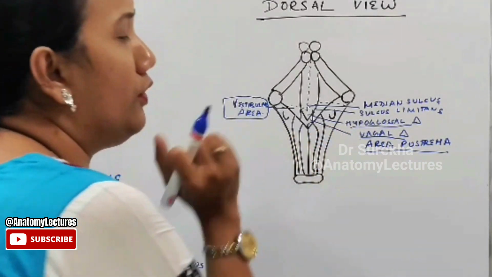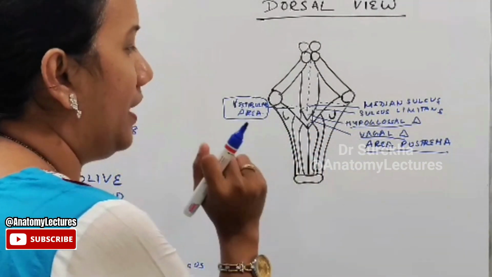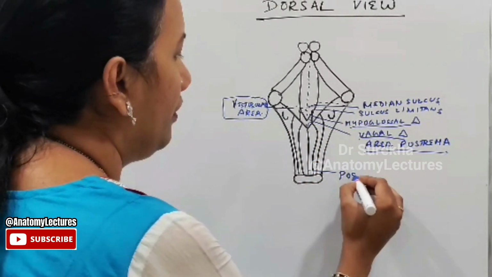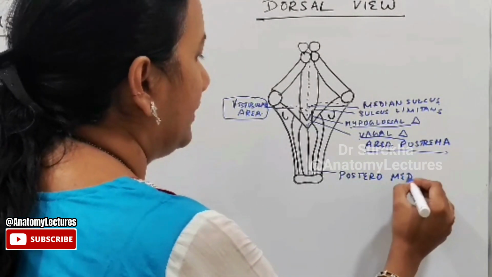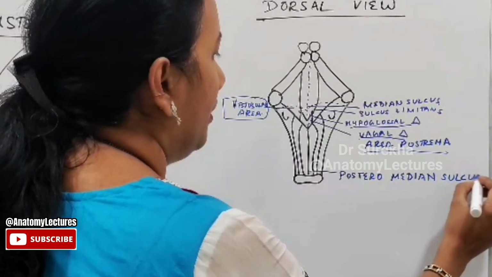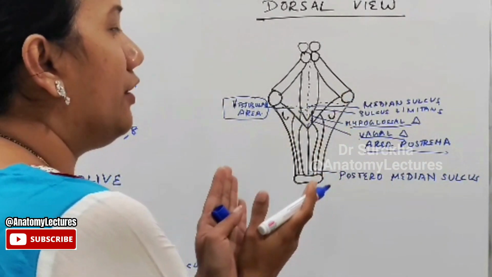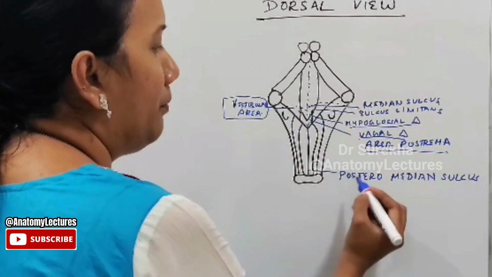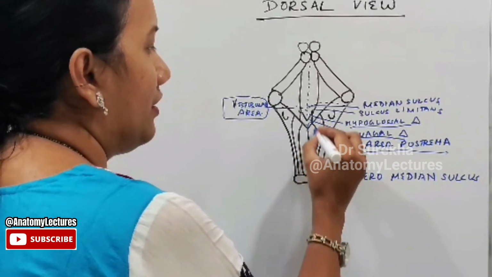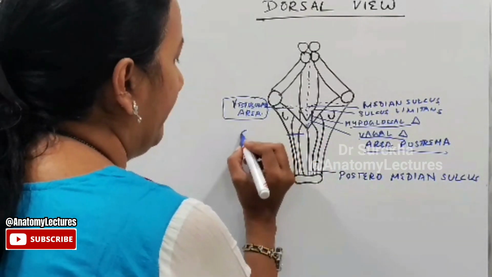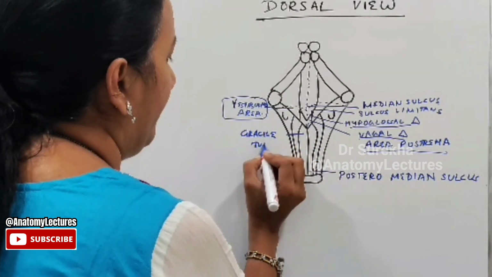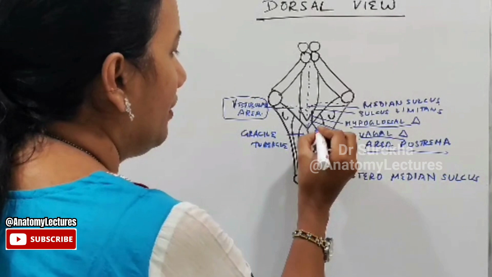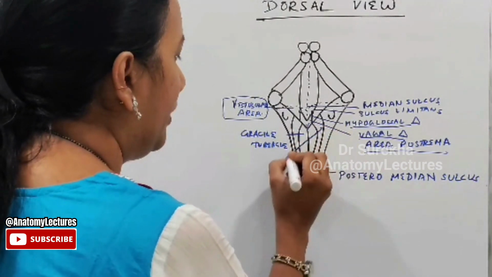Now coming to the lower closed part of the medulla. So this is the lower closed part of the medulla, and if you see carefully, in the center you are having the posteromedian sulcus, which will divide the dorsal part of the medulla into two equal halves. Now just lateral to the posteromedian sulcus, you see one elevation. This is called the gracile tubercle. And lateral to this gracile tubercle, you see one more elevation which is referred to as the cuneate tubercle.